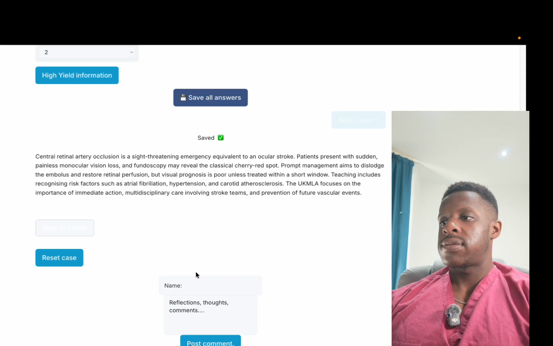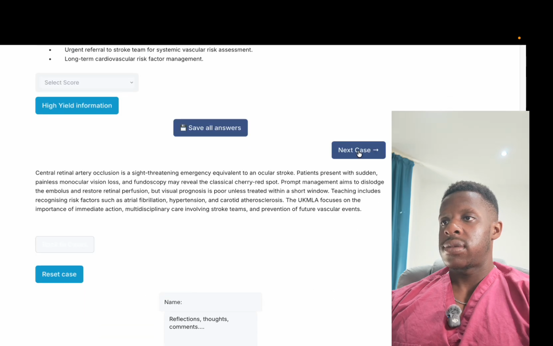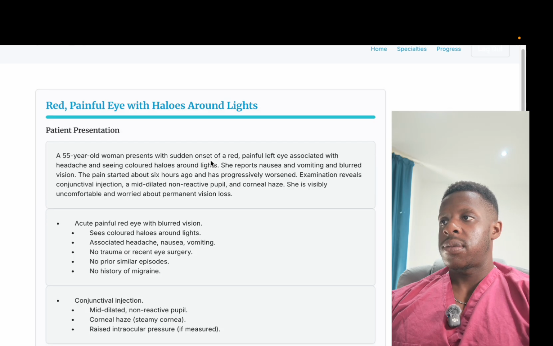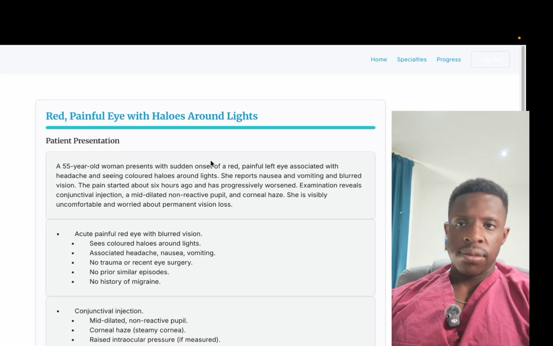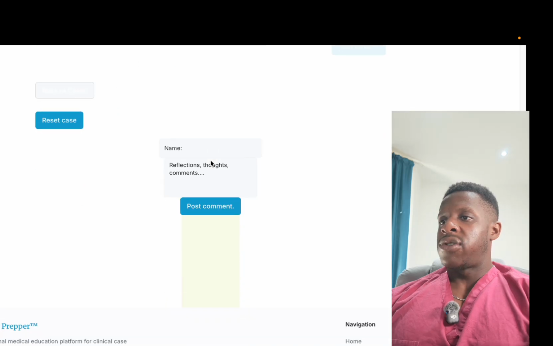Let's save that. Can we get another case here? Is that free? Lovely. There's another free one here, guys. Probably the last one for today.